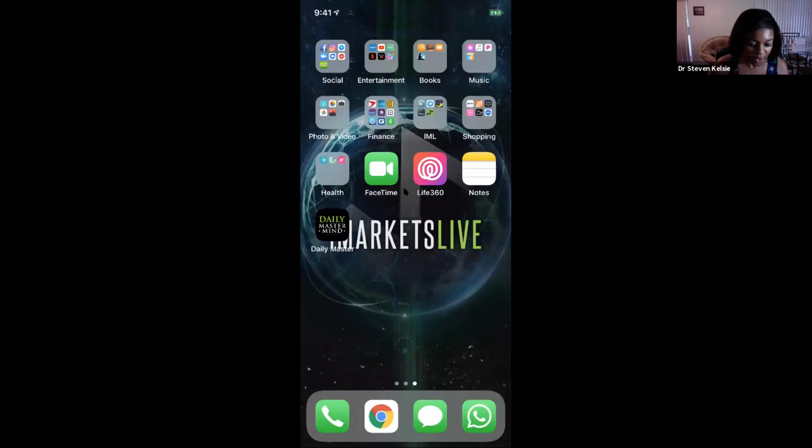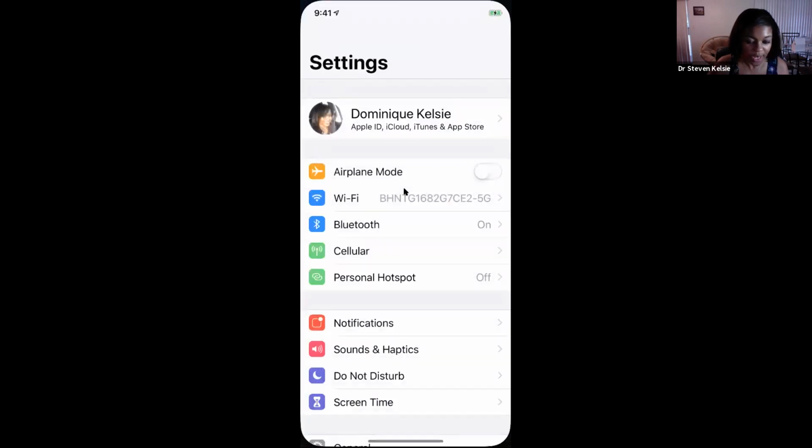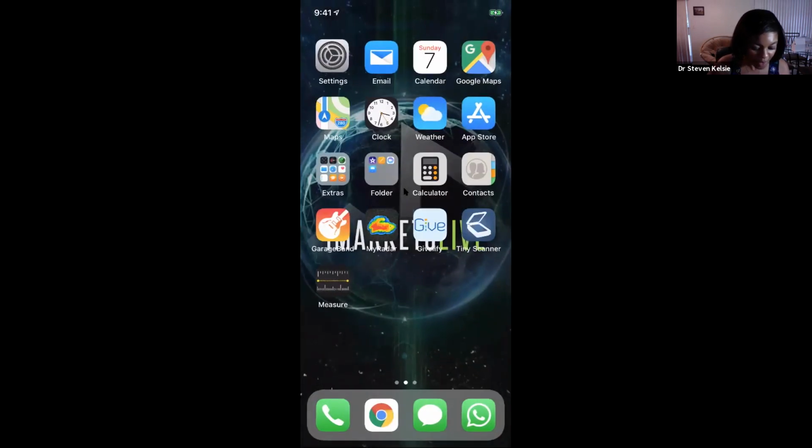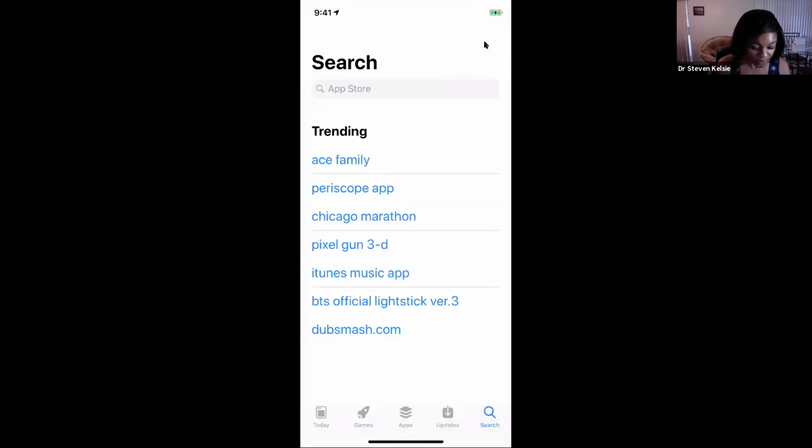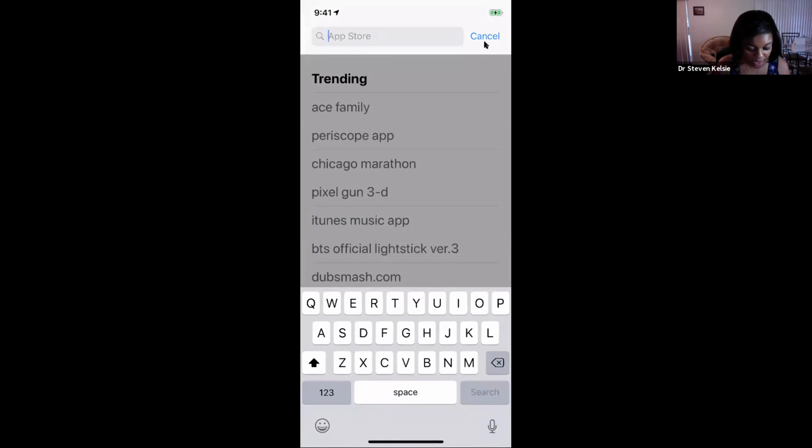And for those who are new, if you have not gotten the iMarkets Live app yet, you can go to your, oops, that is not where you need to go. For Android, it's Google Play. For iPhone, it's the App Store. So you're going to go to search, iMarkets Live.